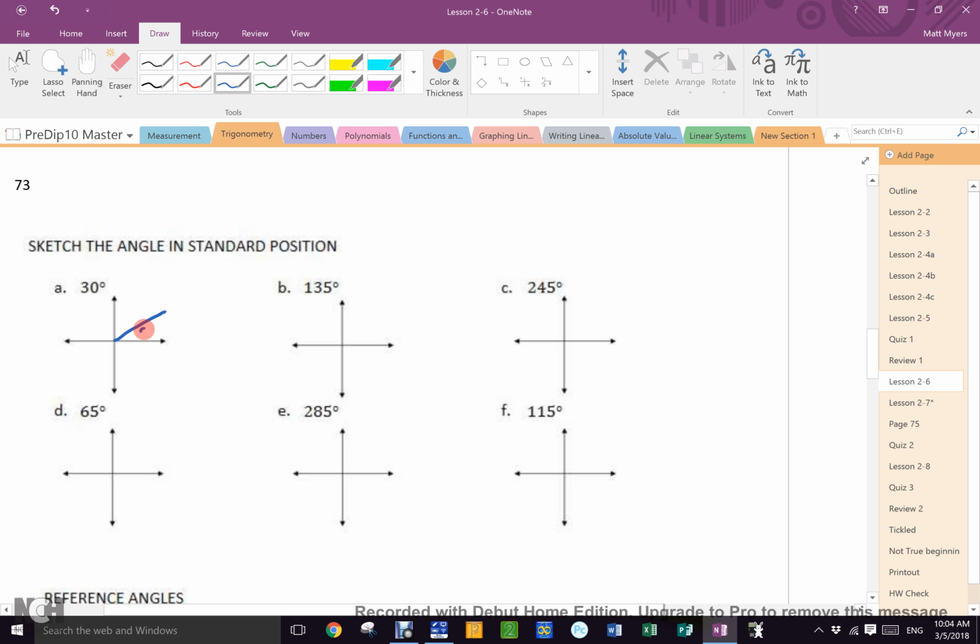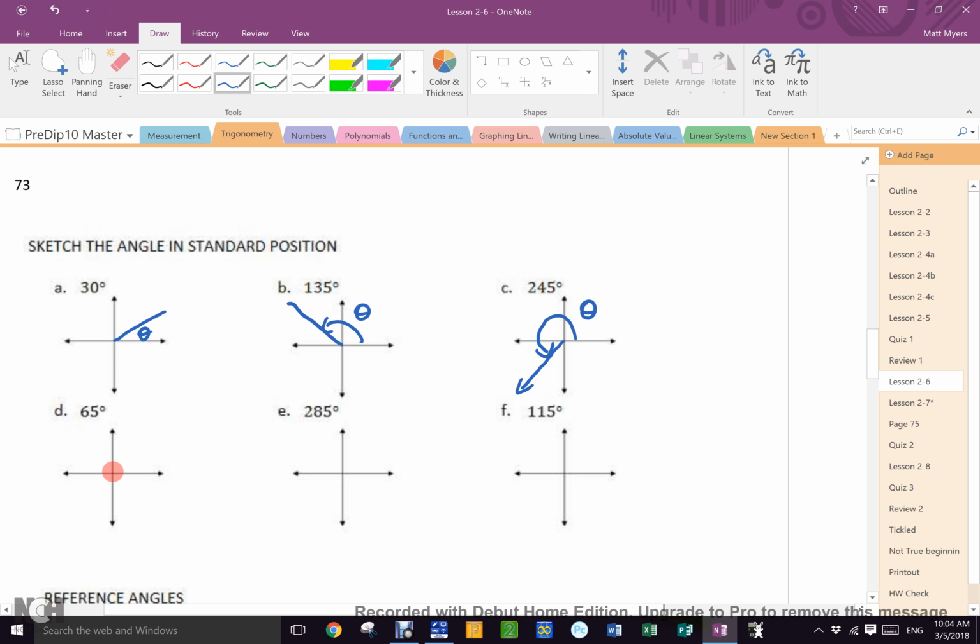So where's theta here? Right in there. Yeah? Okay. Where is the terminal arm going to be in letter B? In quadrant 2. It's going to be out here. Where's theta? Right there. Where is it going to be in letter C? All the way around and down here in quadrant 3. And theta is there.